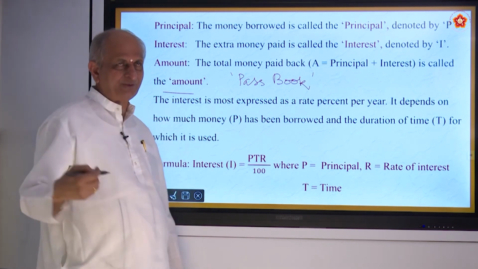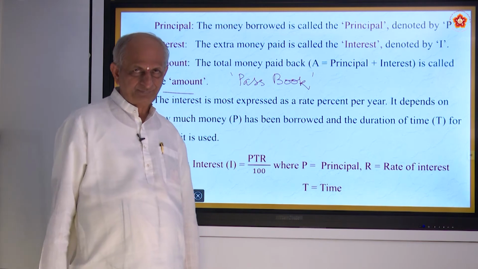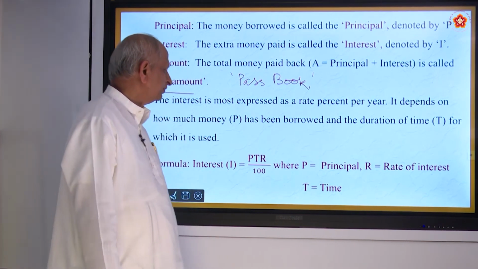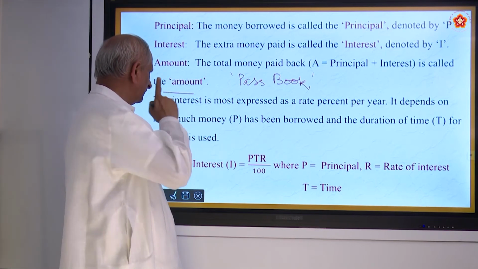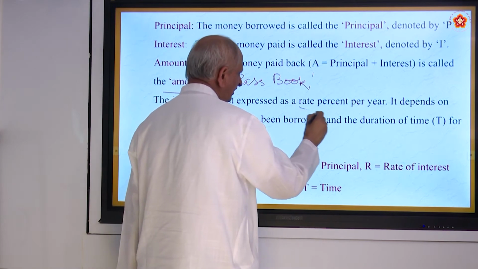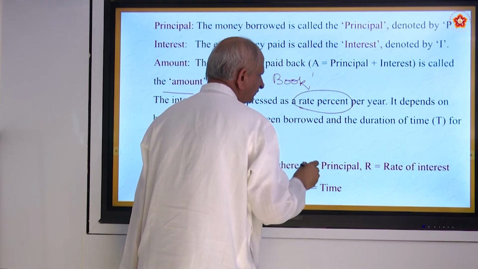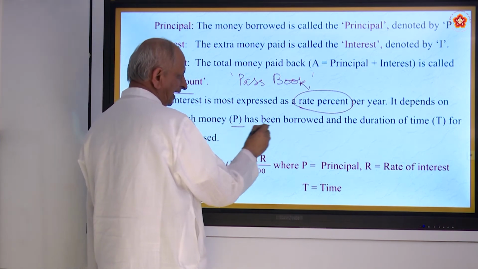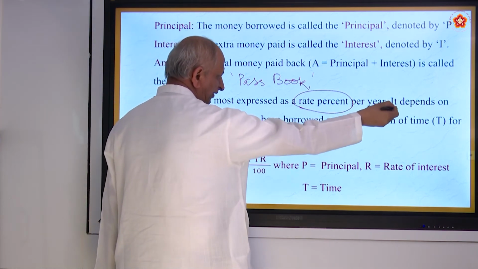There are different accounts. One of them is SBI, is it not? The savings bank account. There they add interest once in 6 months. The interest is expressed as a rate percentage per year. It depends on how much money has been borrowed and the duration of time.